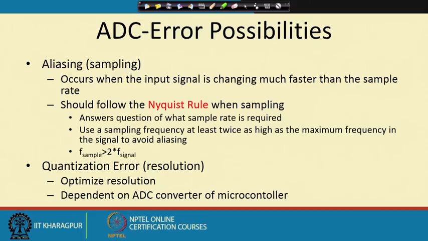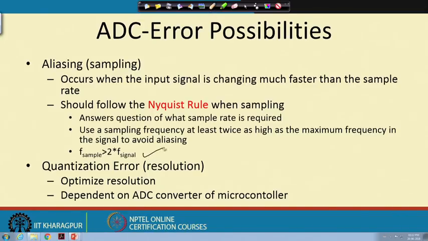The third point here is telling us the formula: the sampling frequency should be twice the signal frequency, or you can say twice the maximum frequency in the signal. So this is the aliasing error.